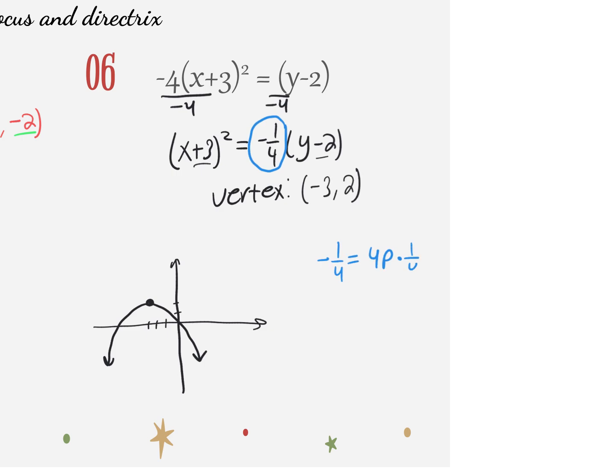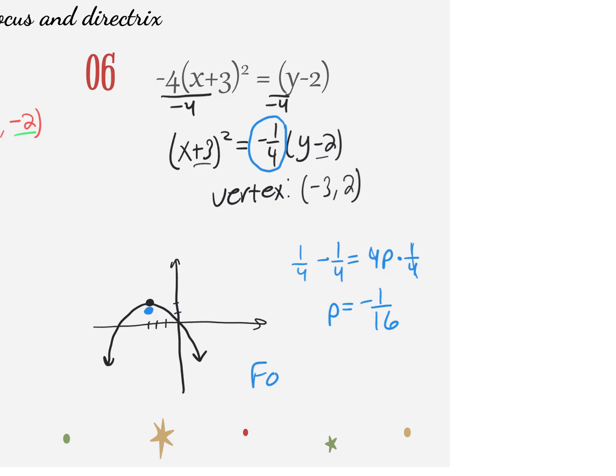Again, get the p by itself. I'm going to do times 1/4 on both sides. And then I get p equals -1/16, right? Now this is where it really gets tricky, right? Because now you see -1/16. I do have to move ever so slightly, but that's not the tricky part. The tricky part is actually getting the focus as a singular value, as a singular point, right?